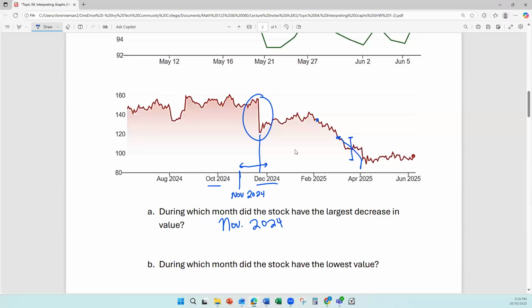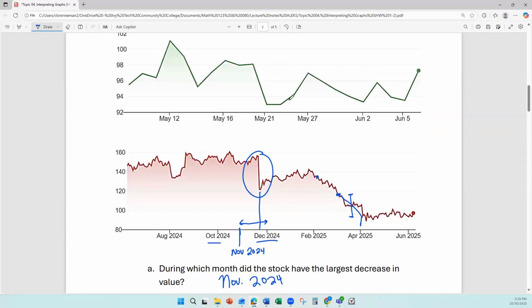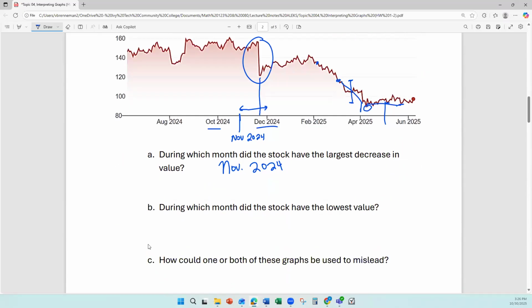Then if we want during which month did the stock have the lowest value, we're just looking on that red line where it's going up and down, or on this green line, where does it have the lowest point. But not on the green line, because here the lowest goes down to 92. This goes down to 80. And this is only showing, again, part of May and June. And so that would be somewhere up here. But this lowest point and this lowest point are still a little bit higher than this lowest point there in April. So April 2025.